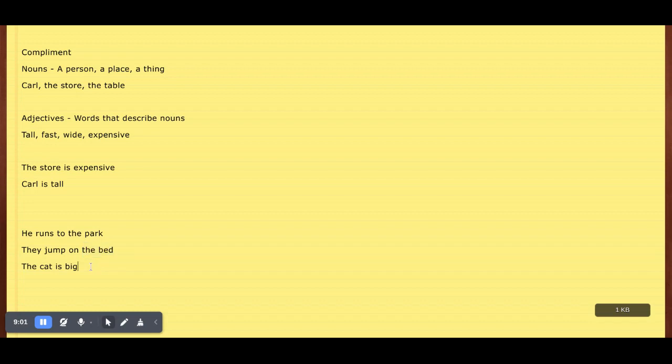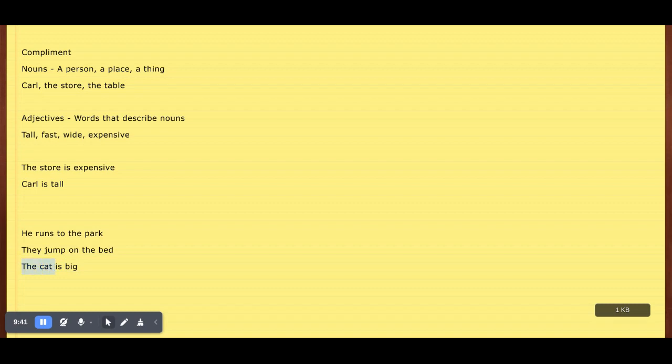And finally, the cat is big. Here's an interesting one. This one might be a little more difficult, but if you remember, the action here is going to be is. Is a part of to be. The cat is technically doing the action of being big. And so is going to be the action here. That's the verb. The subject is going to be the cat, as that is what is technically being big. And finally, big is going to be the complement.